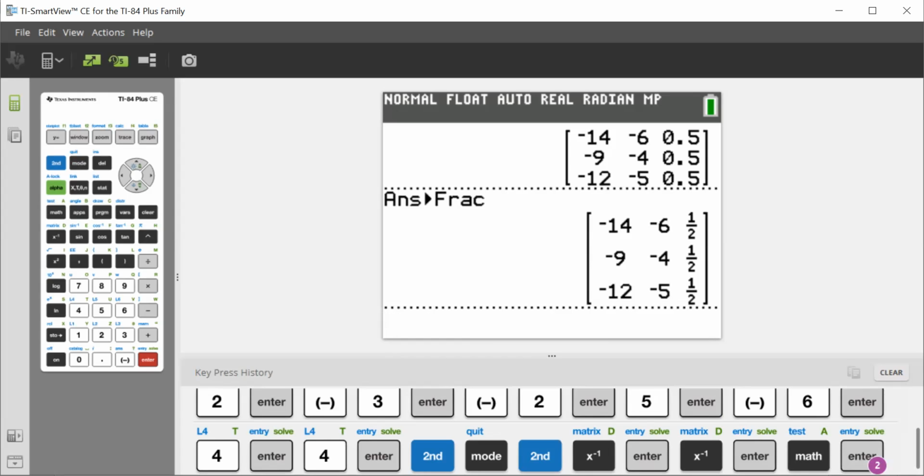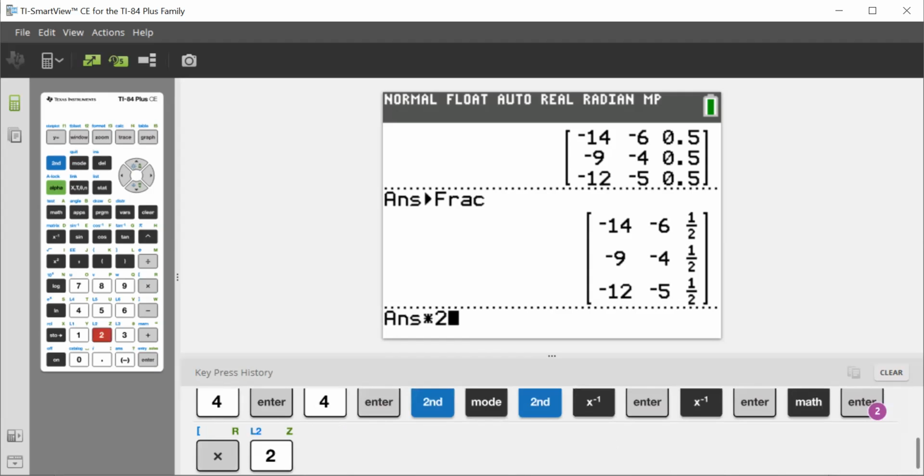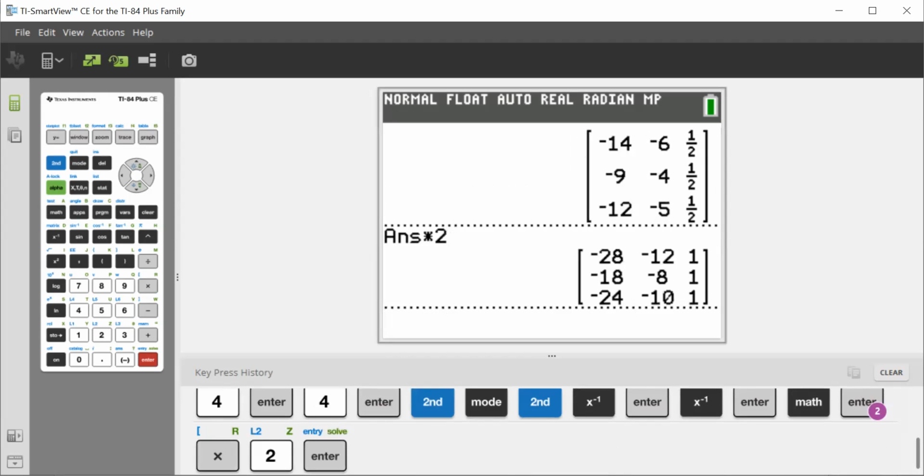Multiply by what? Multiply by 2. So I can take my answer here and times by 2, and it gives me this matrix. So therefore, this right here is equal to 1/2 times -28, -12, 1, -18, -8, 1, -24, -10, and 1. So sometimes they write it like this.